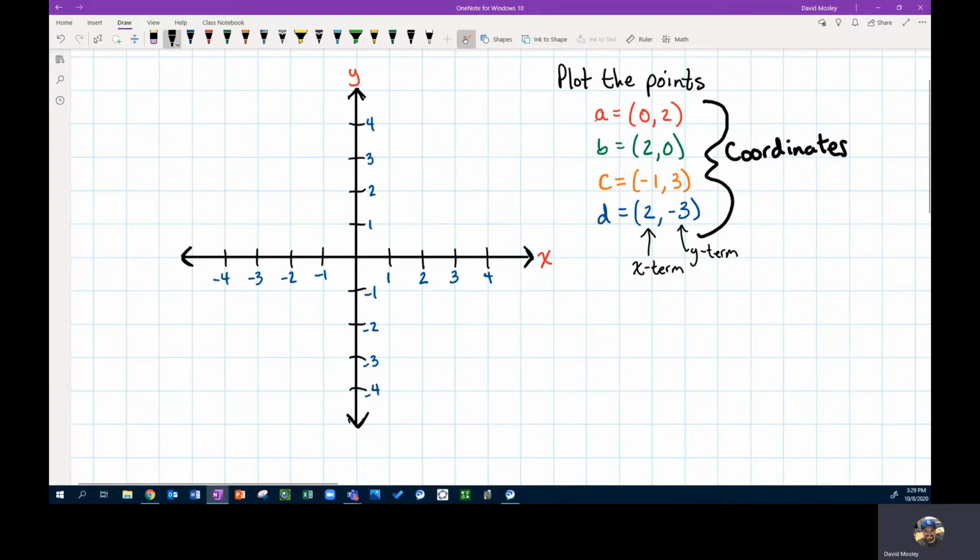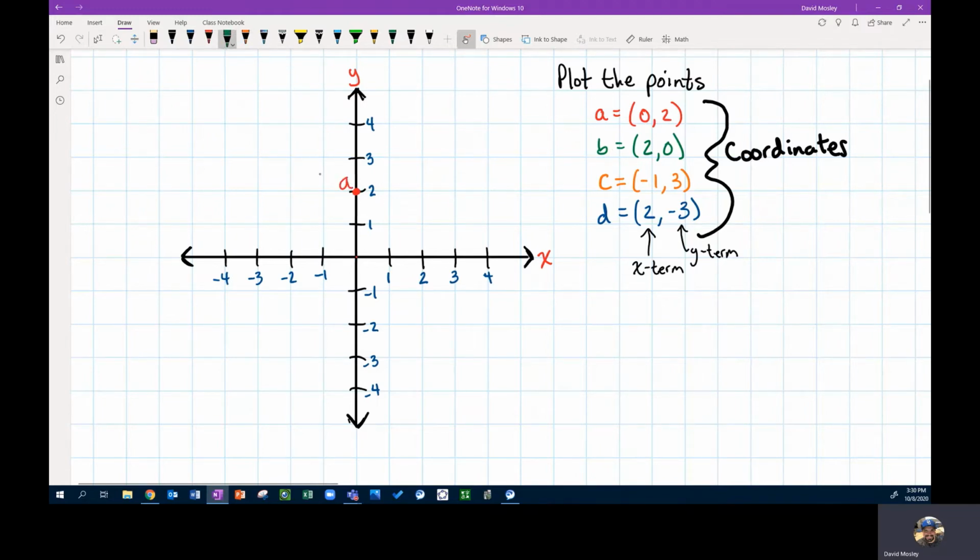We'll do this first with point A. We'll get red out here. Now, point A has a coordinate of (0, 2). So we go to 0 on x, which is on the origin, right here in the middle, and then we go up to 2 on y. So this is the coordinate for point A.